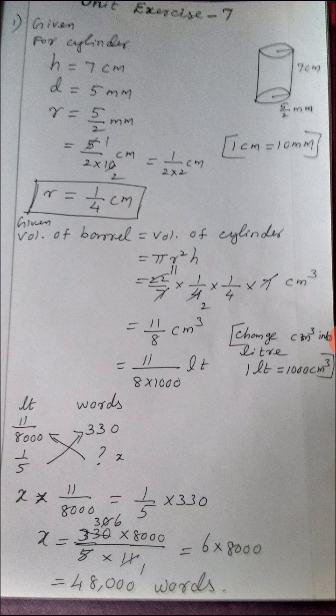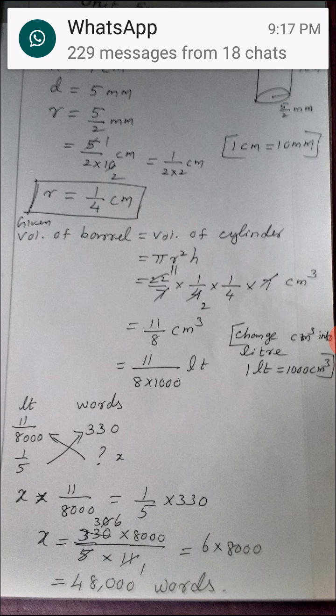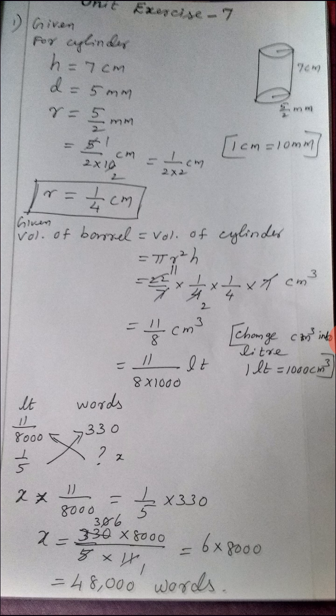Then another thing given here is that one barrel full of ink is used to write 330 words on average. So we have to find 1/5 of ink is used to write how many words. So here I am using the unitary method to solve because it's easy to solve. Take liters of ink and words. Then 11/8000 is used to write 330 words. Then 1/5 of ink in the bottle. So we have to find the number of words. That is the question mark. I take that one as X.